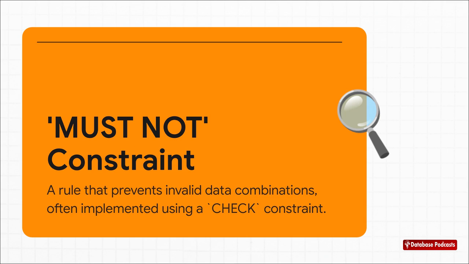These are the rules that stop you from putting in nonsensical data combinations. For example, it makes no sense for an employee's status to be active if they also have a termination date filled in, right? We can build that logic directly into the table's definition using what's called a check constraint. It's basically a little gatekeeper that rejects any new data or any update that doesn't follow the rule. It's a fantastic way to make your data self-policing. So with just these two types of constraints, the must cover and the must not, you can actually build a huge amount of your core business logic right into the database itself.